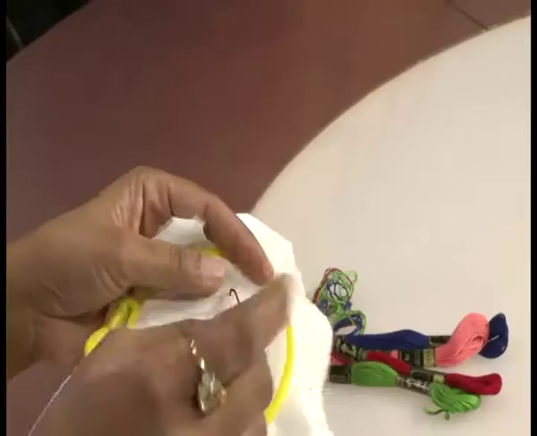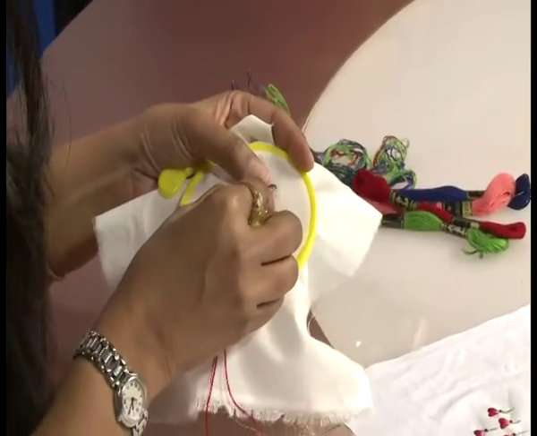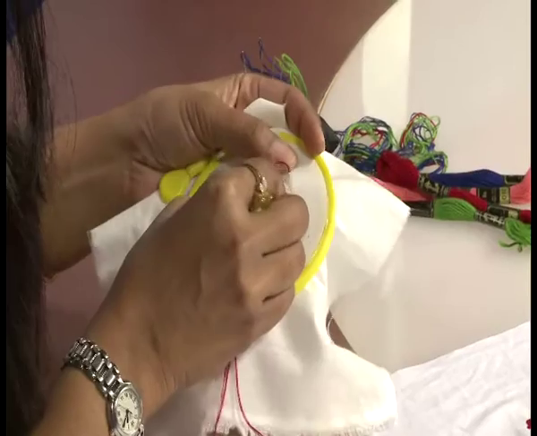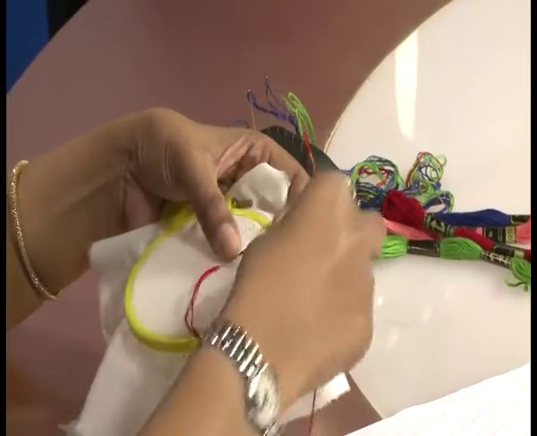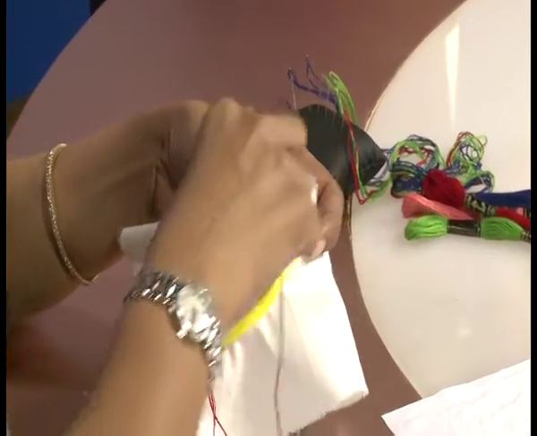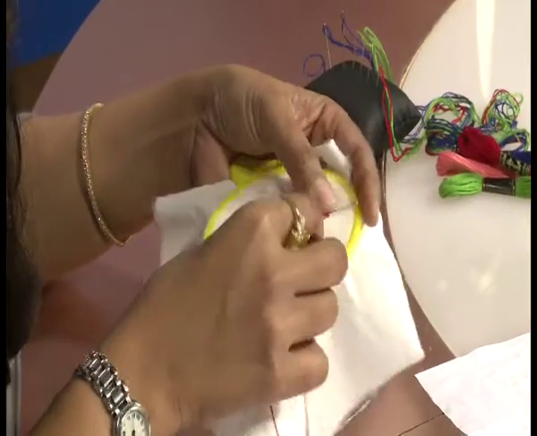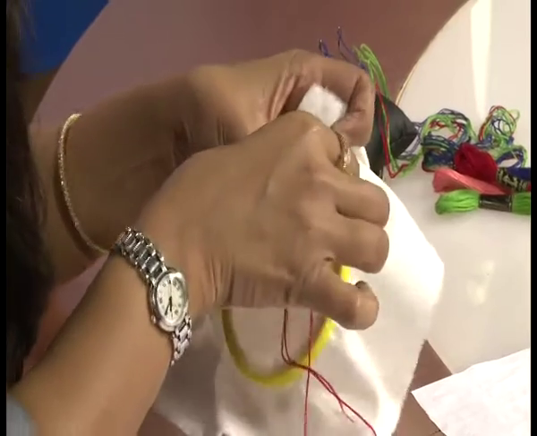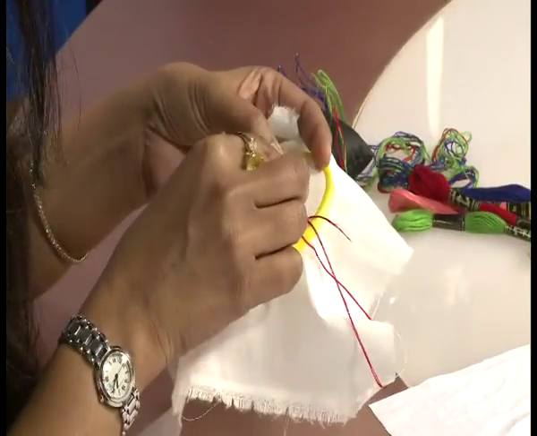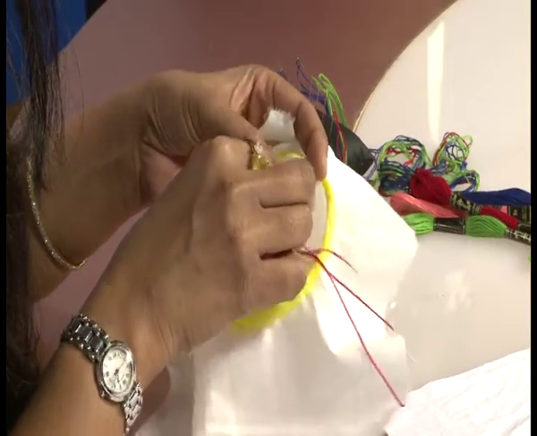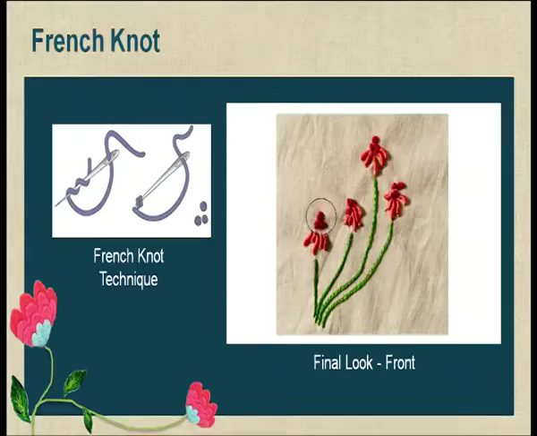So we start with a back stitch and now I pick up a small notch from the fabric, wind the thread twice or thrice and take out the needle from the loops and just insert the needle there itself. So you can see this is how a knot is formed.